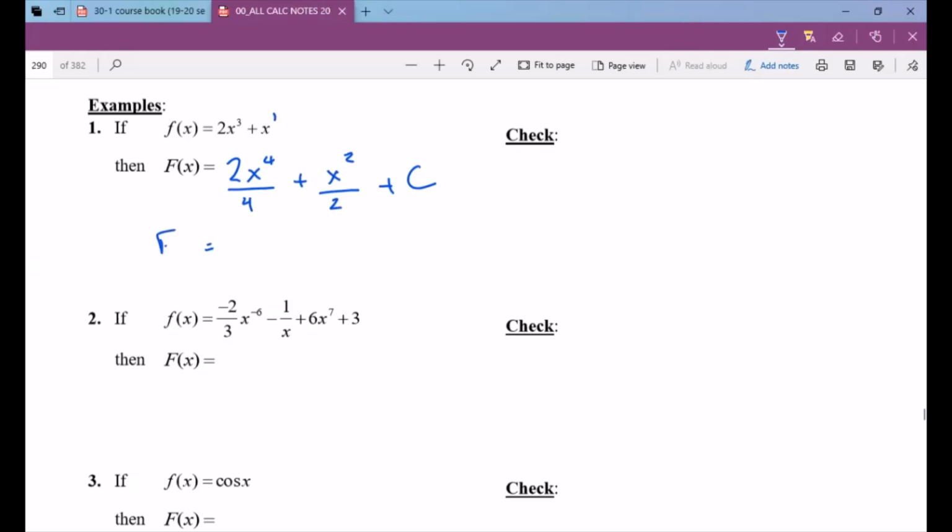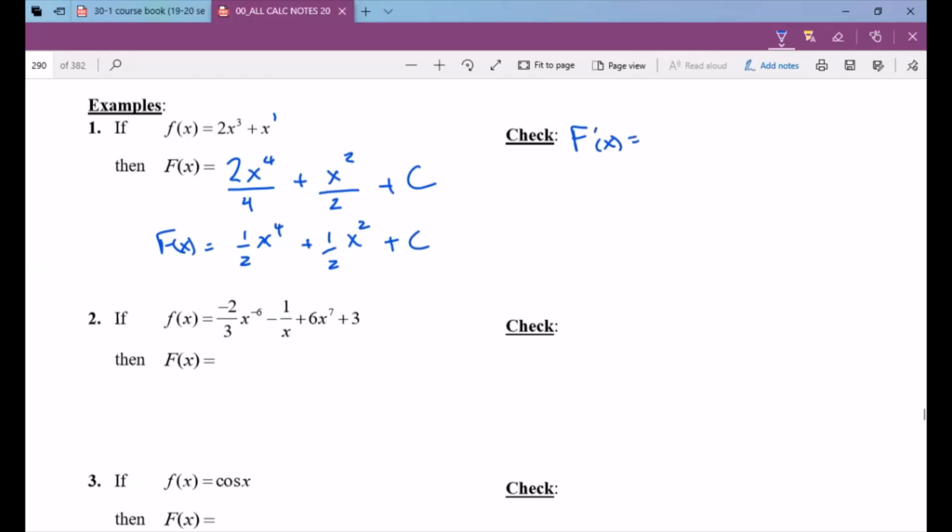And let's just take a step and tidy it up. 1/2 x to the 4, 1/2 x squared plus c, or x to the 4 over 2 plus x squared over 2, either way. What we're getting at here to do a check is let's take the derivative of that answer. Capital F of x was half x to the 4.